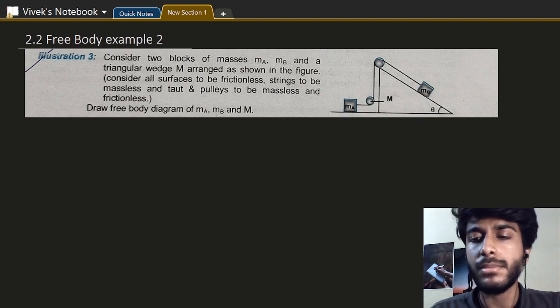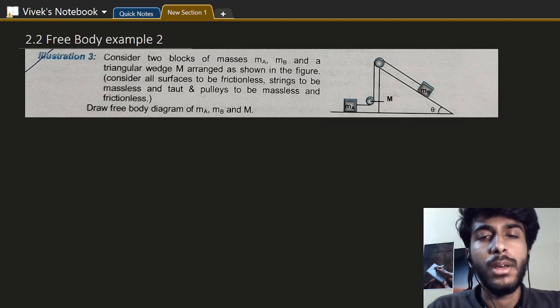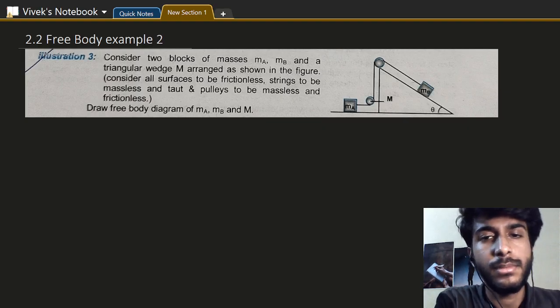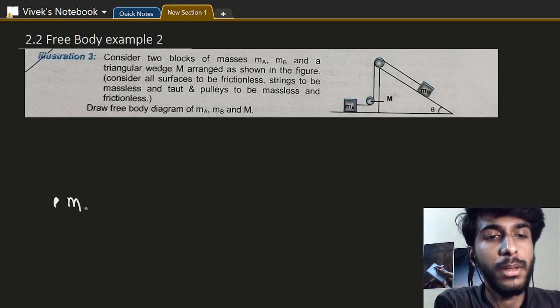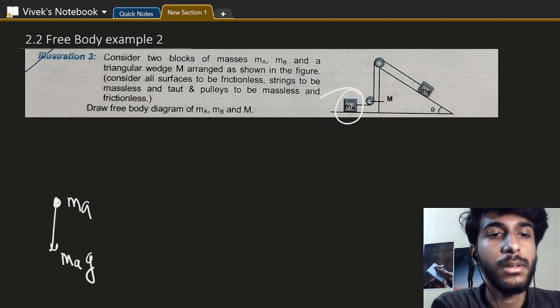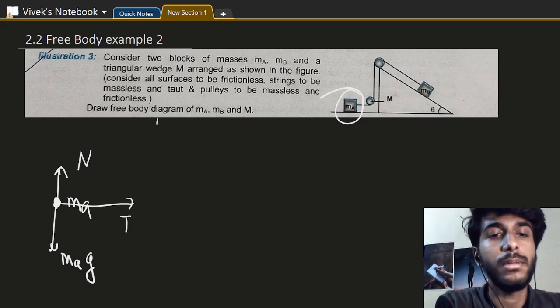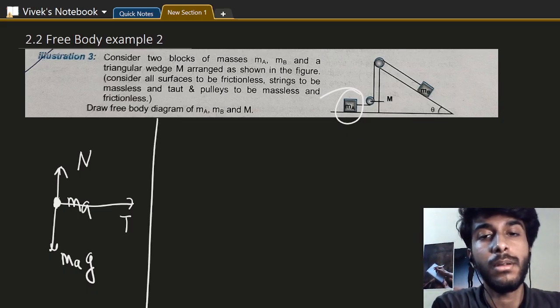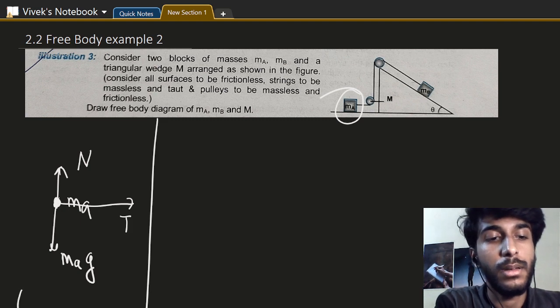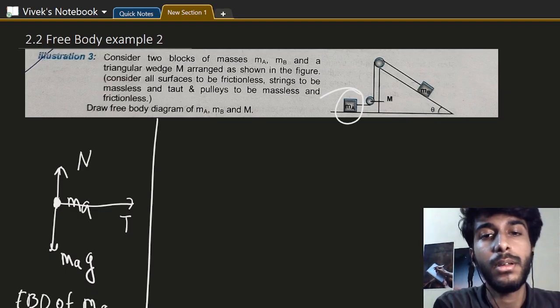Okay, so we have this example. Let us consider point object Ma, this object. So for this, Ma into g will be in downward direction. Normal reaction by Earth will be upward direction. Tension T will be in rightward direction. This is the free body diagram of Ma. FBD of Ma is drawn here.